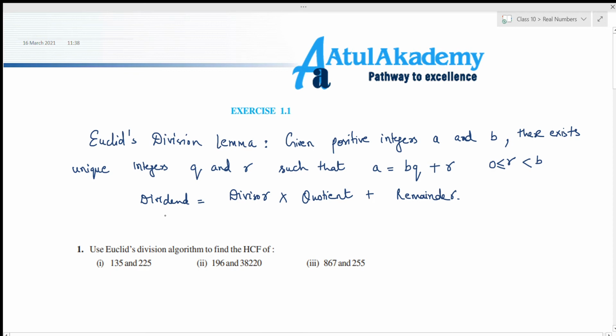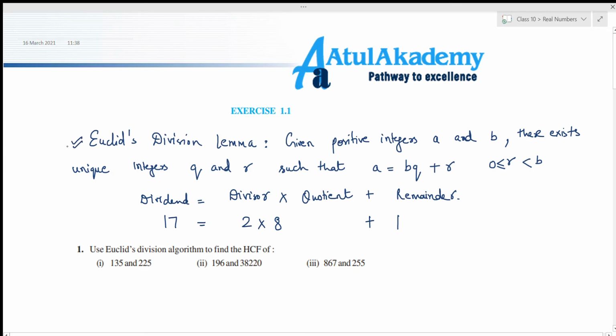Let's take an example. If I have a number 17 and I'm dividing it by 2. When 17 is divided by 2, the remainder is 1. You multiply 2 by 8, that's 16. 16 plus 1 is 17. So I hope this is Euclid's division lemma and it's clear.